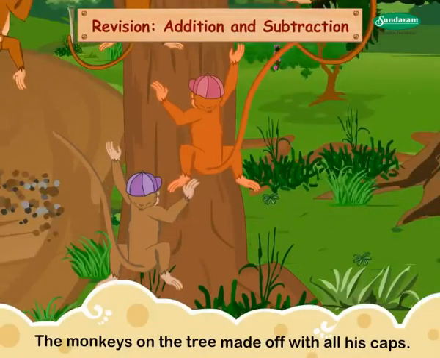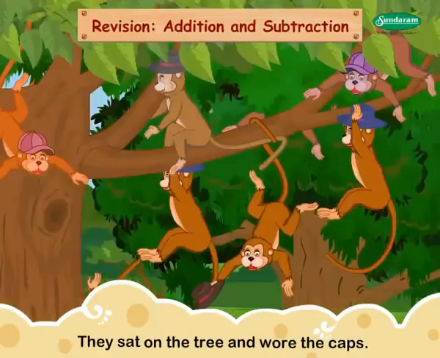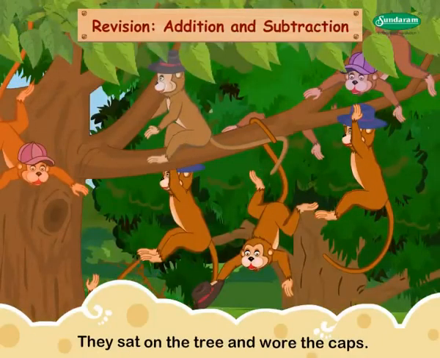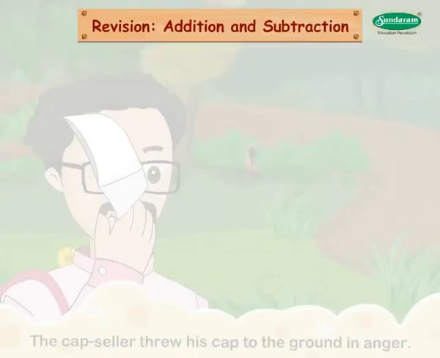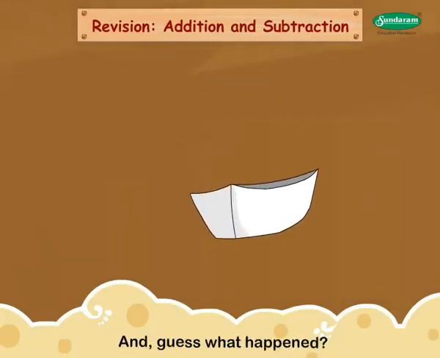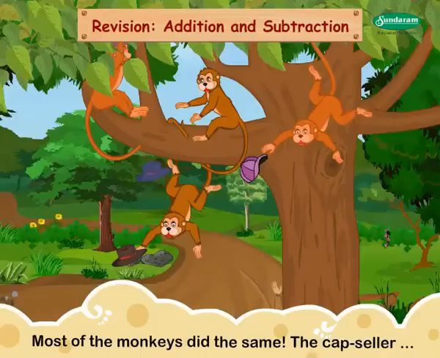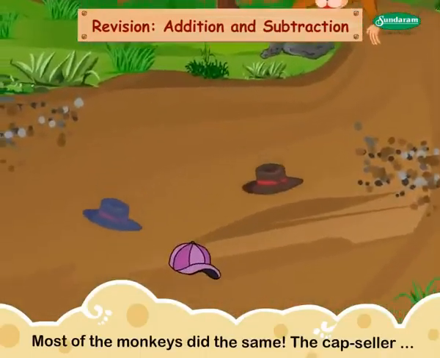The monkeys on the tree made off with all his caps. They sat on the tree and wore the caps. They just would not return the caps to the cap seller. The cap seller threw his cap on the ground in anger. And guess what happened? Most of the monkeys did the same.